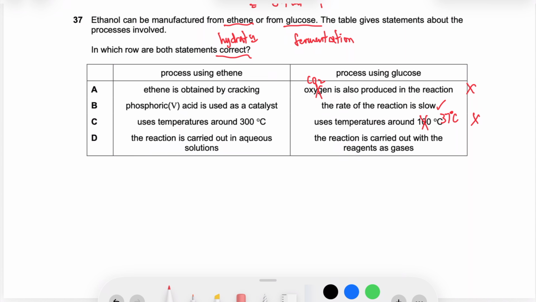And then the reagents in the reaction are gases. No, glucose and yeast. Okay, glucose is a solution and yeast is just a solid, so it's wrong. So by elimination, it will be just B. Okay.